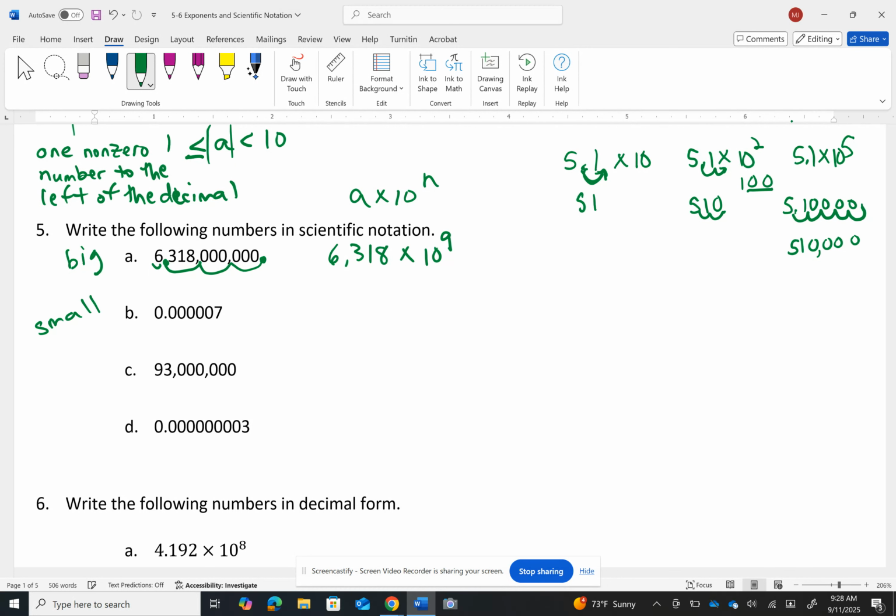And the decimal is explicitly right here, but I need it to be right there so that there's only one place in front of the decimal. So the a part of this is going to be 7. And then how many moves did I make? 1, 2, 3, 4, 5, 6. The decimal moves 6 places, but the number's small, so we're going to say -6 on that.